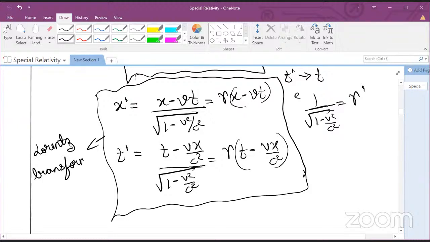So any doubt in this? You can unmute and ask. I'm not able to see the chat box. You can unmute if there is any doubt. And we can also write y dash equals y and z dash equals z. Why? Because there is no motion in y and z axis. So have you understood this, guys?